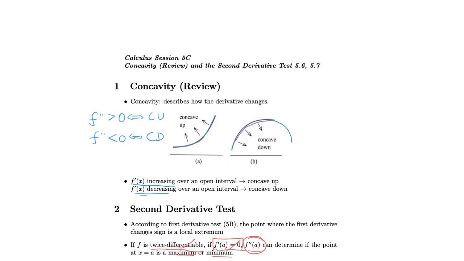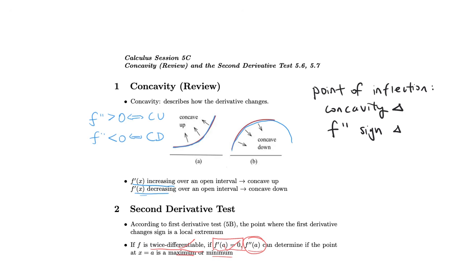Here, let's go back to concavity, and we need to introduce a concept called point of inflection. AP defines it as a point where concavity changes, or basically that the sign of f prime prime changes. So the way we identify candidate points is that when f prime prime is equal to 0, then like in the first derivative test, we're going to examine if f prime prime changes sign at that point.